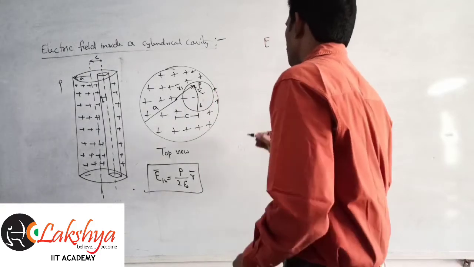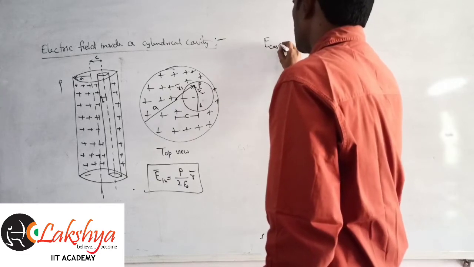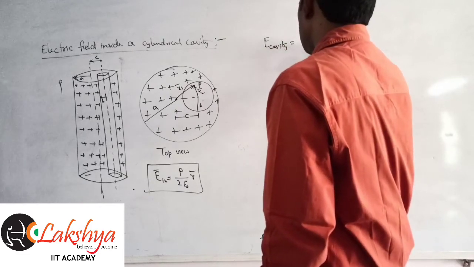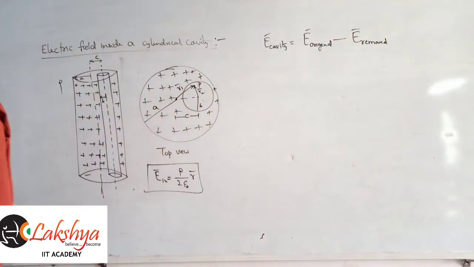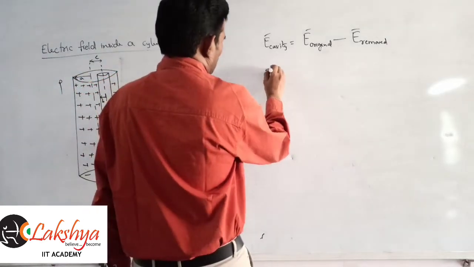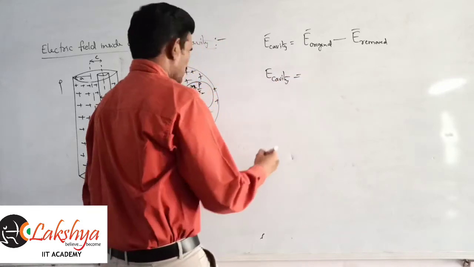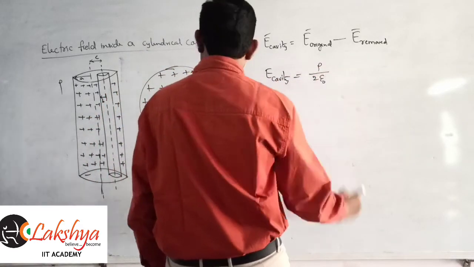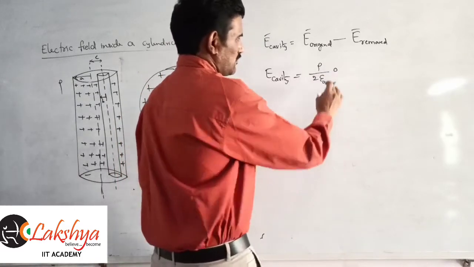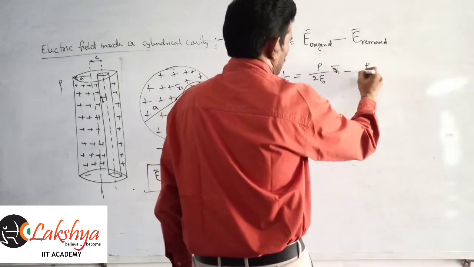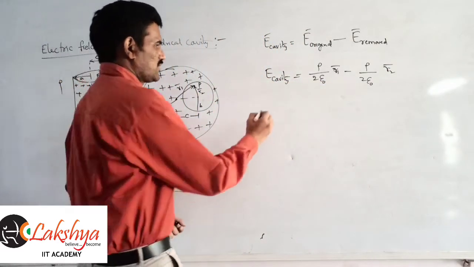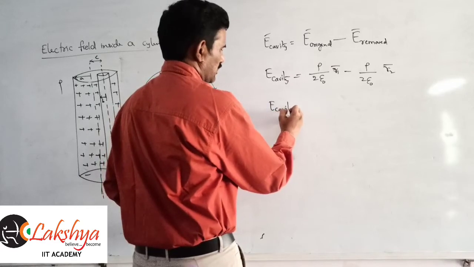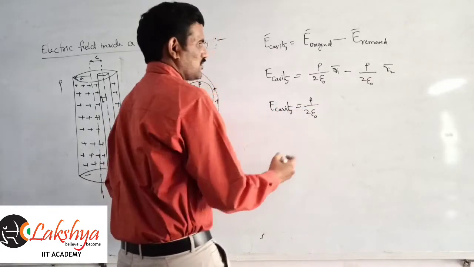So the electric field inside the cavity, we can write as the electric field due to the original cylinder minus that due to the cavity; substitute those expressions and simplify. That means the electric field inside this cavity is equal to, due to the original cylinder, rho by 2 epsilon naught into R1 bar, minus rho by 2 epsilon naught into R2 bar, right? Now this can be simplified as the electric field inside this cavity is equal to rho by 2 epsilon naught into (R1 bar minus R2 bar).